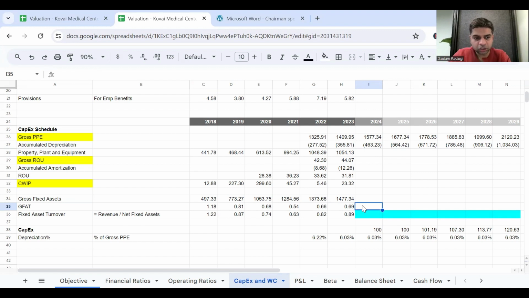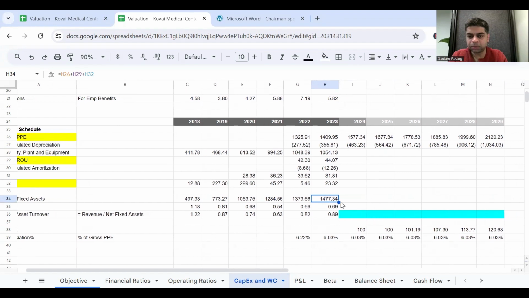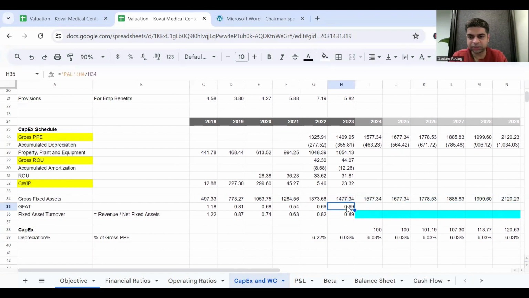So let's project out this ratio to see if the ratio is reasonable. Gross fixed asset is the same.